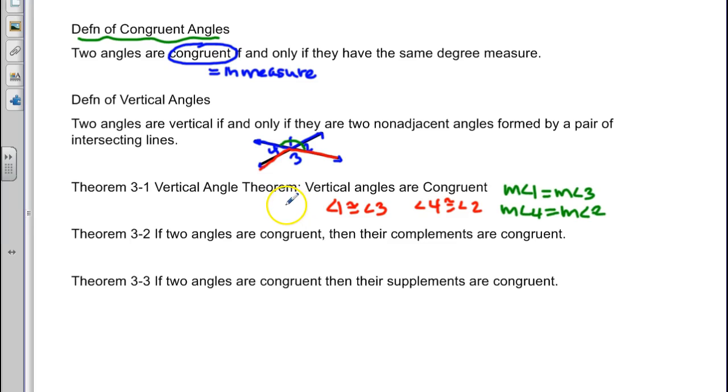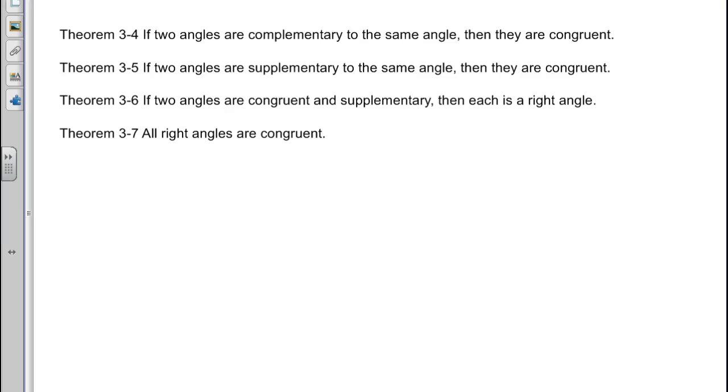All right, theorem 3-2. If two angles are congruent, then their complements are congruent. So whatever the number is that would add to make it 90, those are congruent. And then the same thing for supplements. If two angles are congruent, then their supplements are congruent. All right, a few more here. I told you there were a lot of theorems. I wasn't playing. Theorem 3-4, if two angles are complementary to the same angle, they're congruent. And if two angles are supplementary to the same angle, they have equal measure, they are congruent.